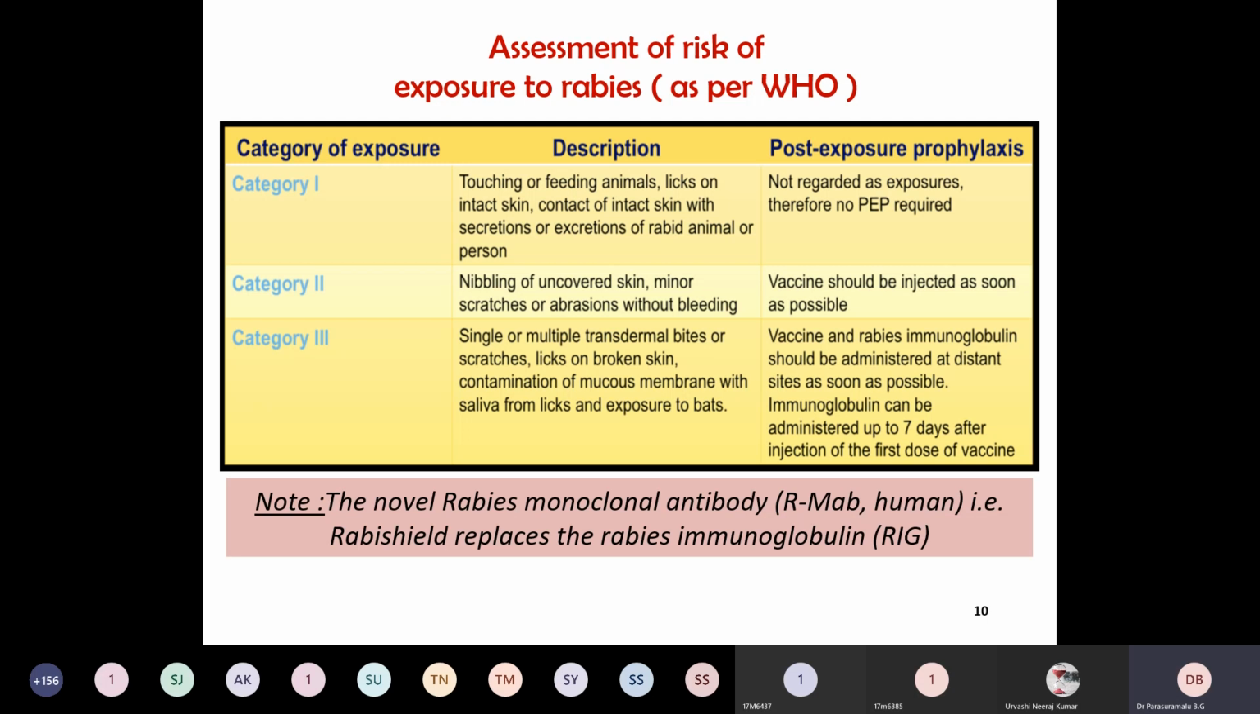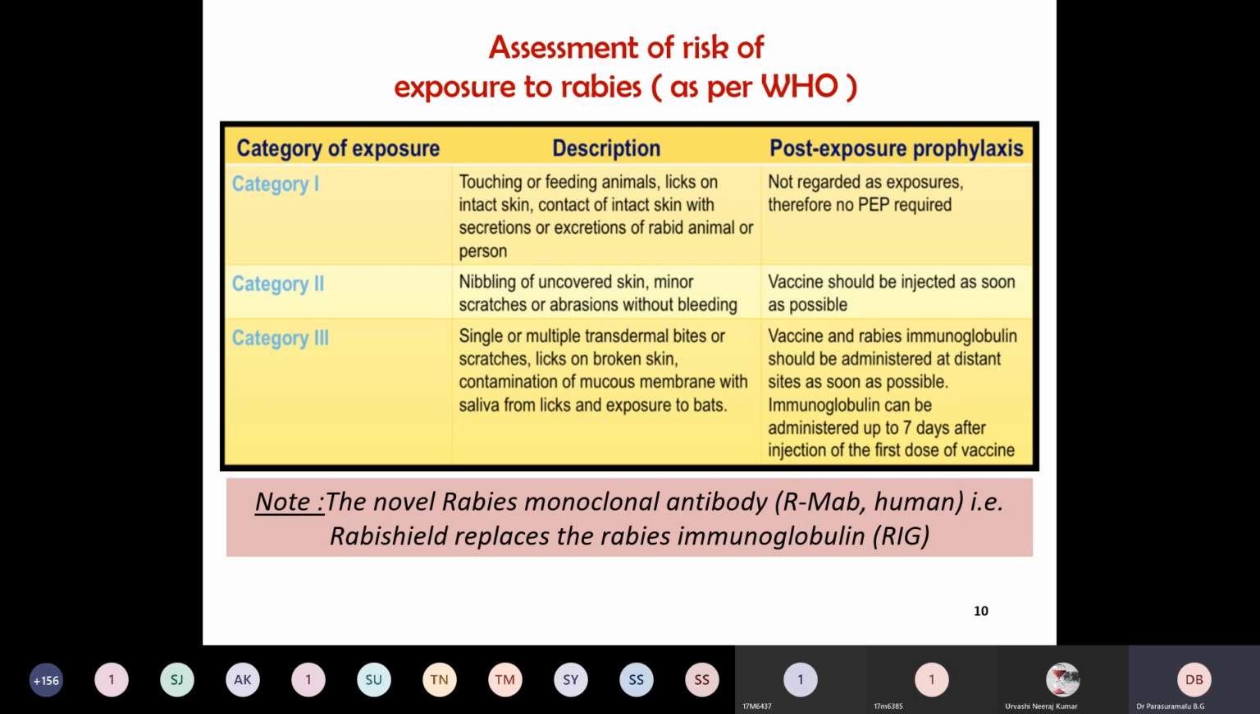As far as category 2 is concerned, it is nibbling of uncovered skin, minor scratches or abrasion without bleeding, which requires only anti-rabies vaccine, and this vaccine should be injected as soon as possible. Then category 3 is single or multiple transdermal bites or scratches, licks on broken skin, contamination of mucous membrane with saliva from licks, and exposure to bats.